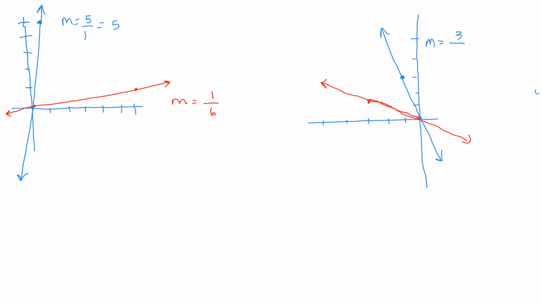But then we went to the left 1. And remember, if you go down or to the left, that's a negative. If you go up or to the right, that's a positive. So this slope right here is -3.